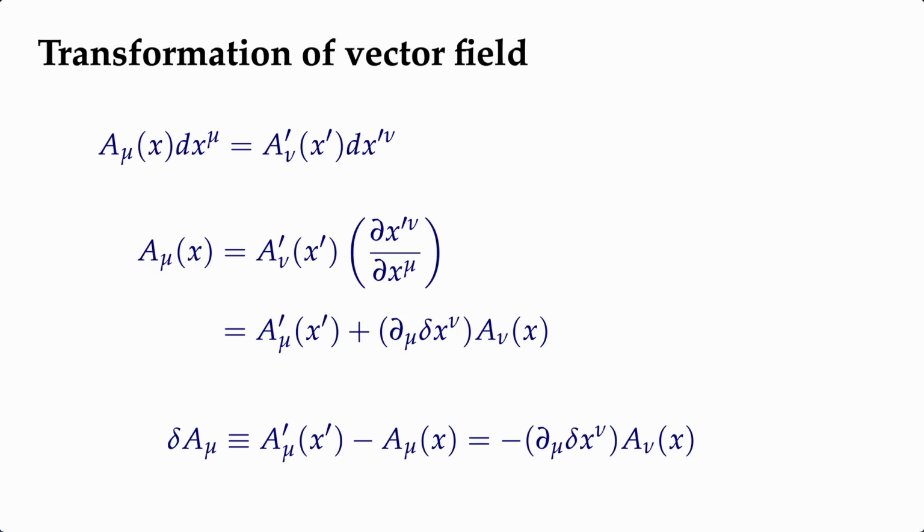The good news is that you don't have to suffer anymore. The derivation I'm presenting in this video is elementary and rigorous at the same time. The first thing to note is that the transformation of the vector field receives contribution from the Jacobian matrix. As far as the transformation property is concerned, the variation of A mu is essentially the same as the variation of partial mu phi we computed before.